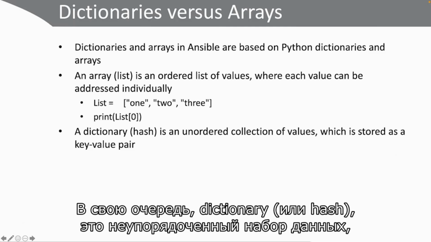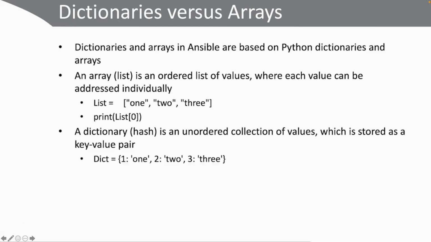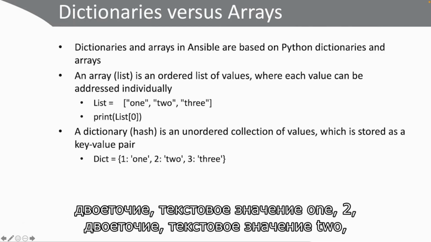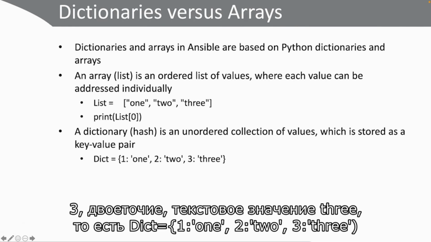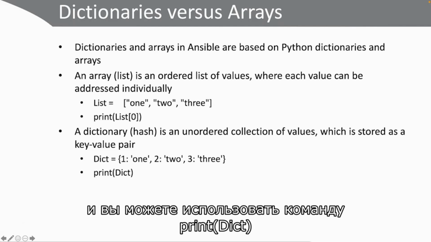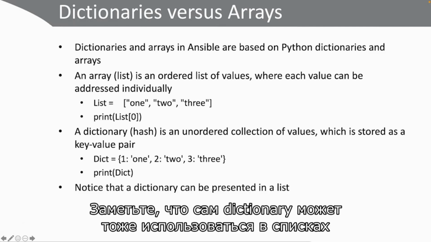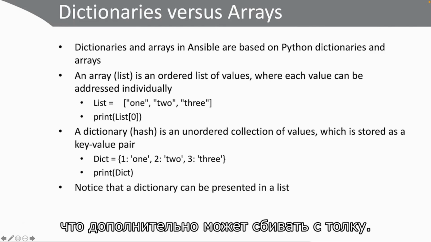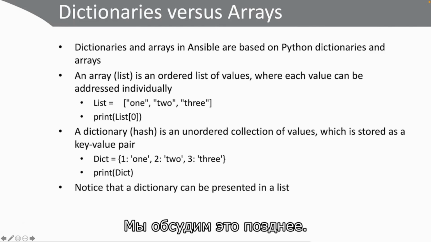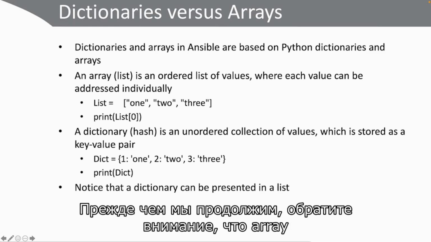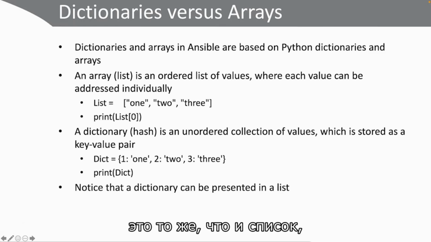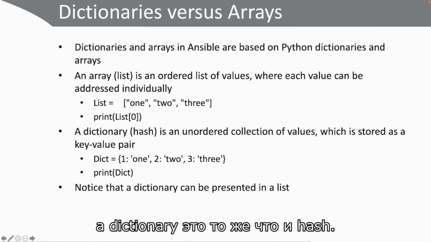A dictionary, or a hash, is an unordered collection of values, which is stored as a key value pair. You would write it as dictionary equals 1 colon text 1, 2 colon text 2, 3 colon text 3. And you can use print dict to print the actual dictionary value. Notice that the dictionary itself, to make it even a little bit more confusing, can be presented in a list. We'll talk about it later. Before we continue, you should also notice that an array is the same as a list and a dictionary is the same as a hash.